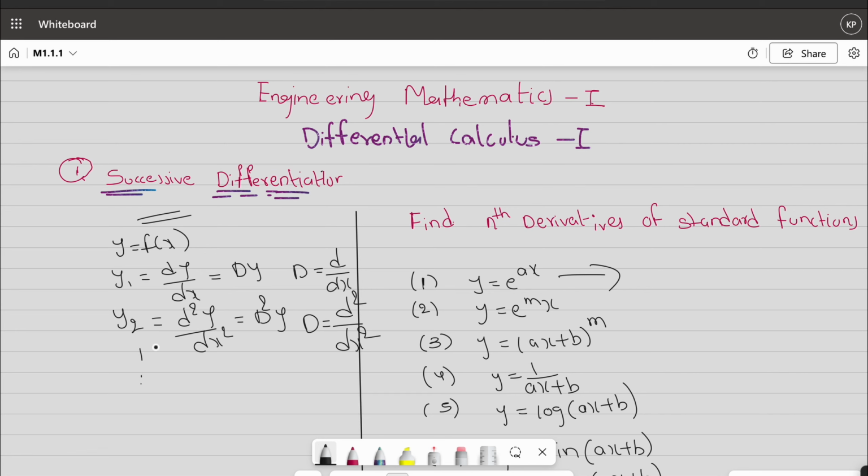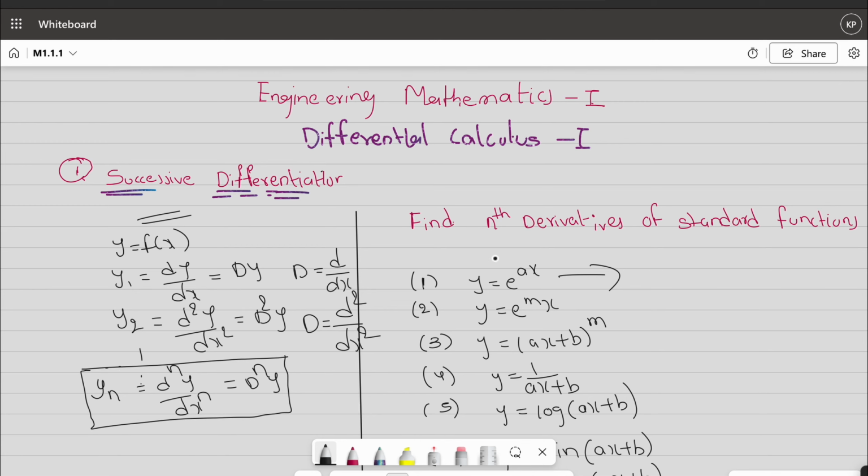By using this similar pattern, we can derive the nth derivative of that particular function as yn is equal to d power n y divided by dx power n, and it also can be written as D power n y. It is the nth derivative of the function. I am just taking a simple example.